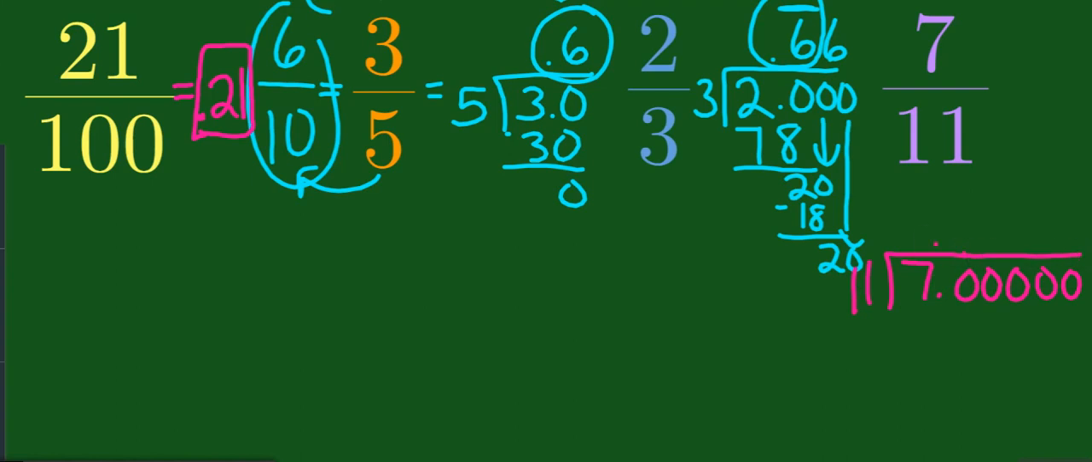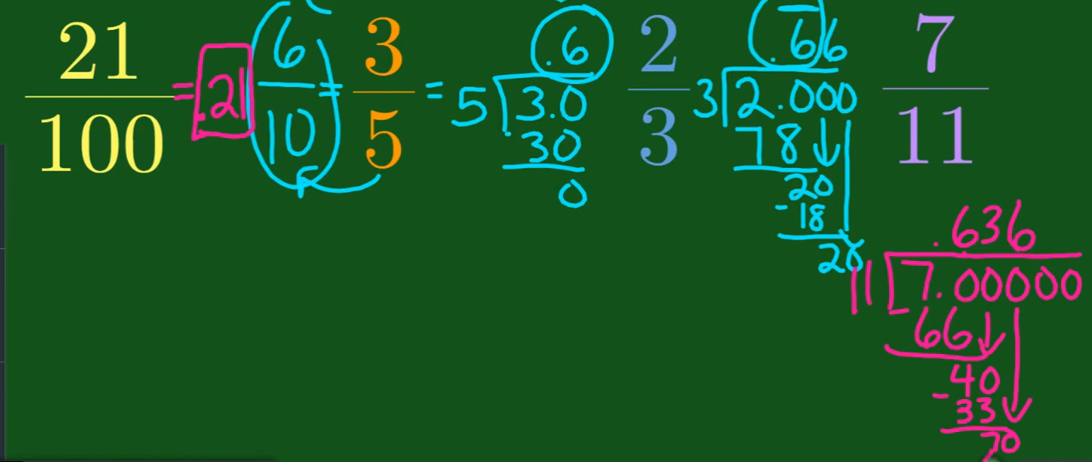11 goes into 70 6 times. That'll be 66 with a remainder of 4. 11 goes into 40 3 times. That would be 33. Remainder is 7. Bring that down. 11 goes into that 6 times. That'll be 66 with a remainder of 4.